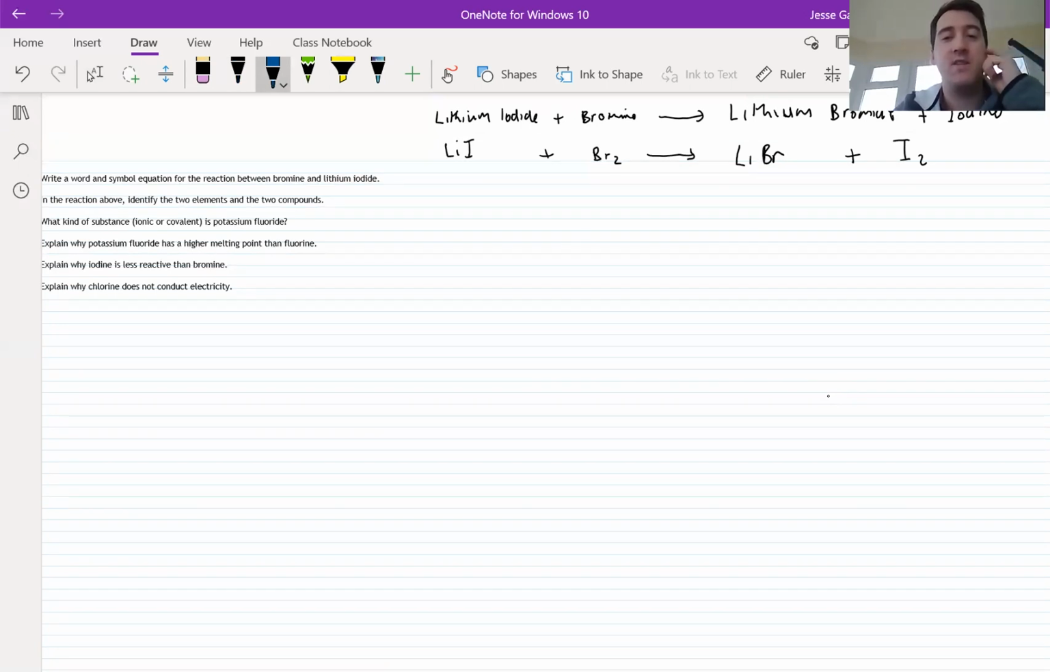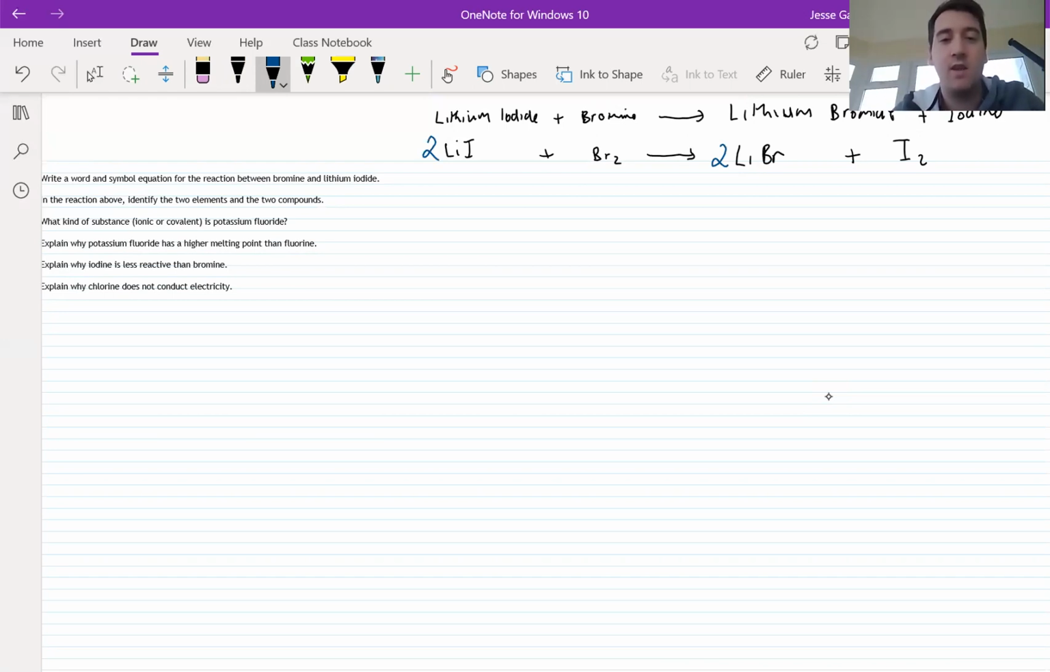It's not fully balanced yet because I've destroyed some atoms at the moment. So I've got 2 Br on the left and I've only got 1 on the right. So I'm going to fix that up by putting a 2 here. And I've got 2 iodines on the right and I only had 1 on the left. So I'm going to put the 2 here. And then I'm just going to count everything.